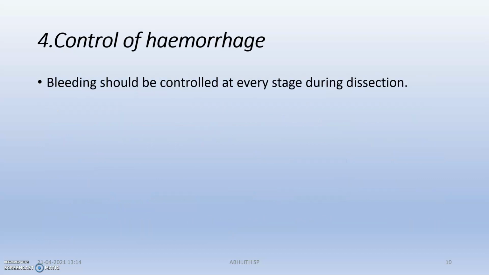Next is control of hemorrhage. Bleeding should be controlled at every stage during dissection because hypovolemic shock is a very big problem which we will face during surgery. If the blood loss is very high, that may lead to hypovolemic shock.